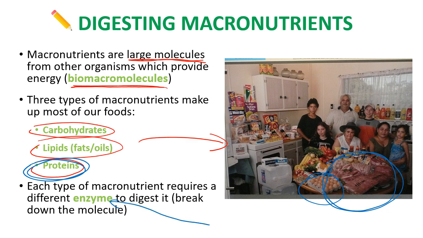Enzymes, we haven't learnt much about them, but they're proteins. So they're made by ribosomes in cells, and then they get secreted by the cells using one of the methods of leaving the cell, and they go into the digestive system and break down those molecules.